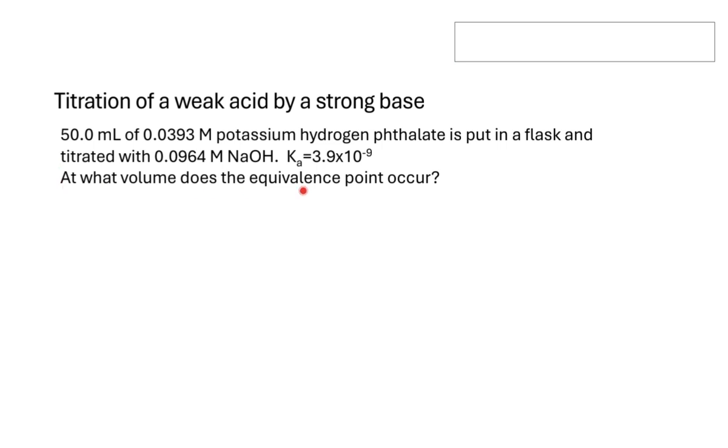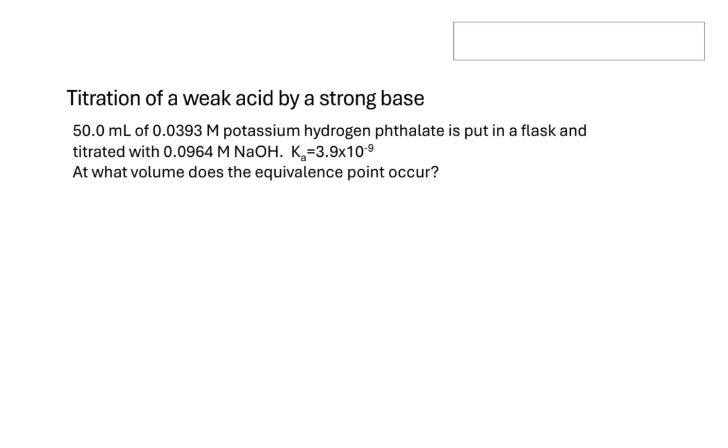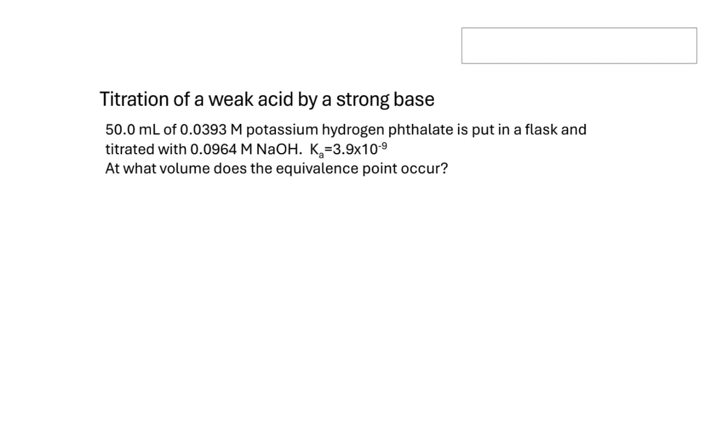The first thing we're going to do is determine the volume of base added at which the equivalence point occurs. I do this almost always for weak acid titration problems, because if I know the volume at which the equivalence point occurs, I can figure out where I am along the titration curve if I'm asked to then solve the pH at a different volume of sodium hydroxide added. So this is a useful first step for most titration type problems.